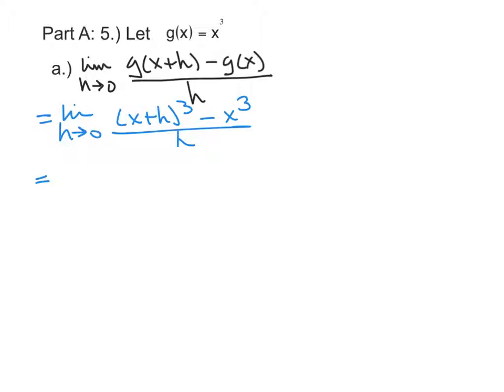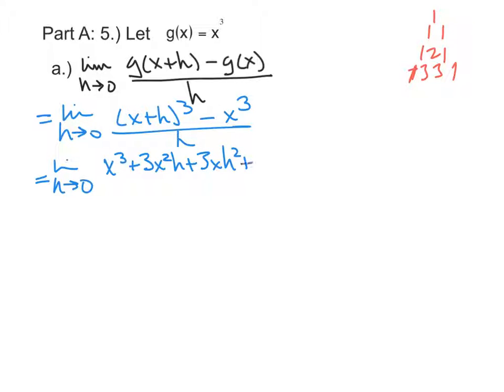And the trick here is to remember how to expand. If you remember Pascal's triangle, cubing is 1, 3, 3, 1. So what that means is the expansion of x plus h cubed is going to be 1x cubed plus 3x squared h plus 3xh squared plus 1h cubed. From that we're going to subtract x cubed all over h.